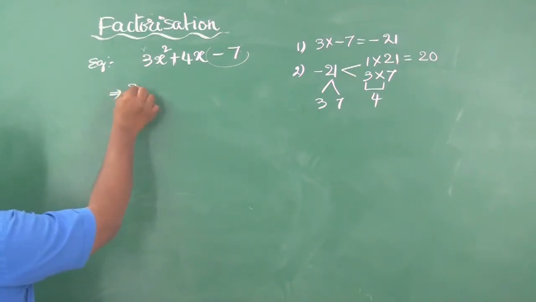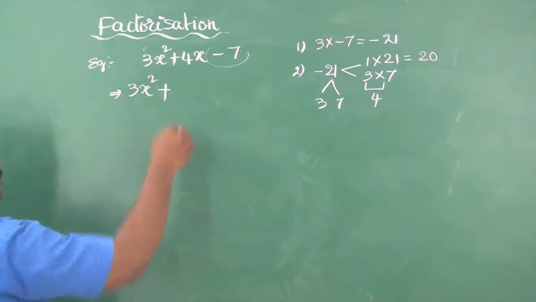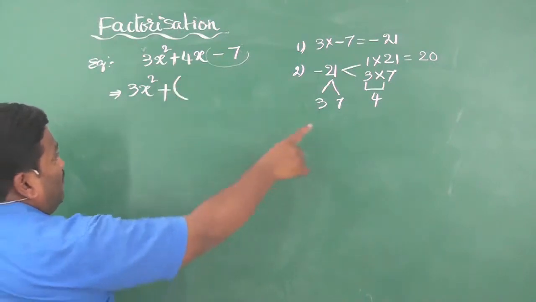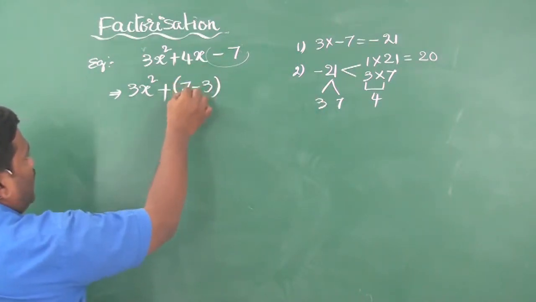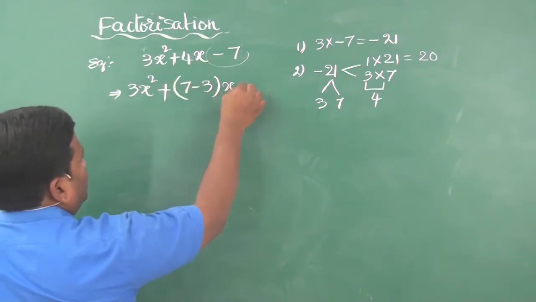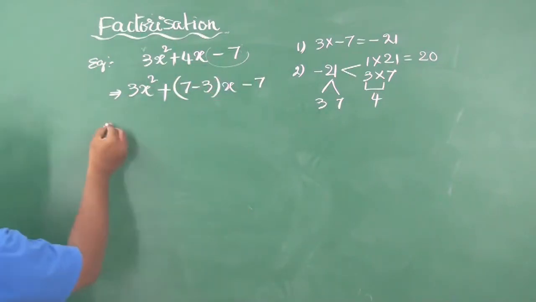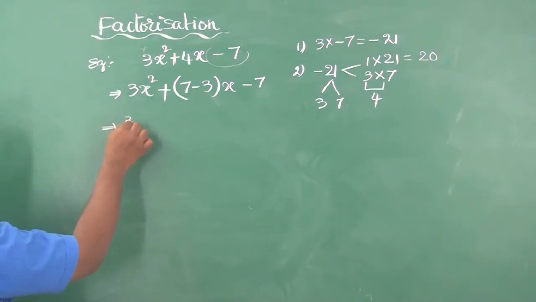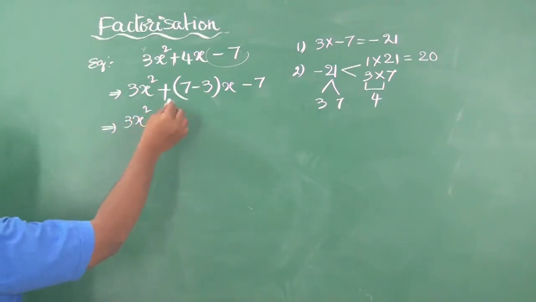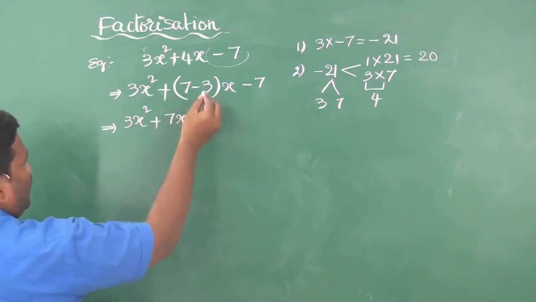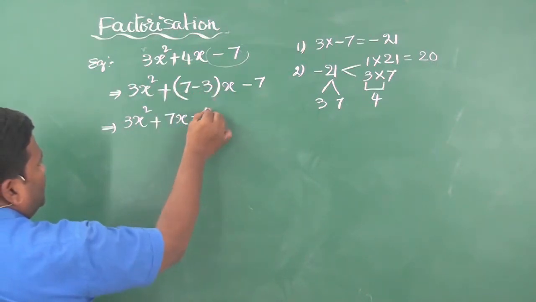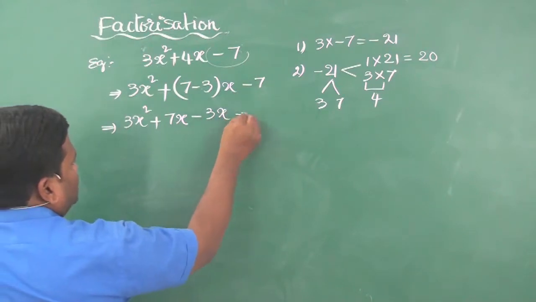Therefore, 3x square plus, we should take the difference of the factors, 7 minus 3. 7 minus 3 is equal to 4x minus 7. 3x square plus 7 into x, 7x, plus into minus, minus 3 into x, 3x minus 7.